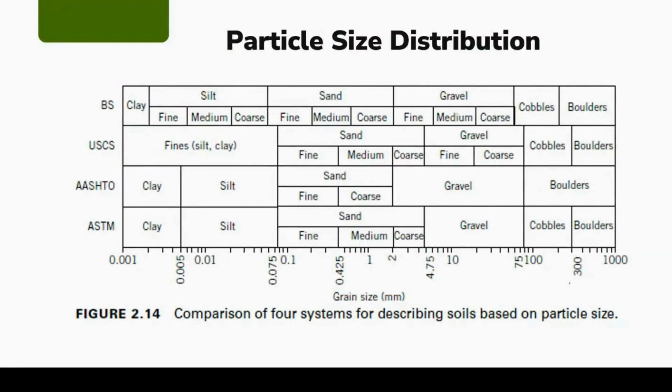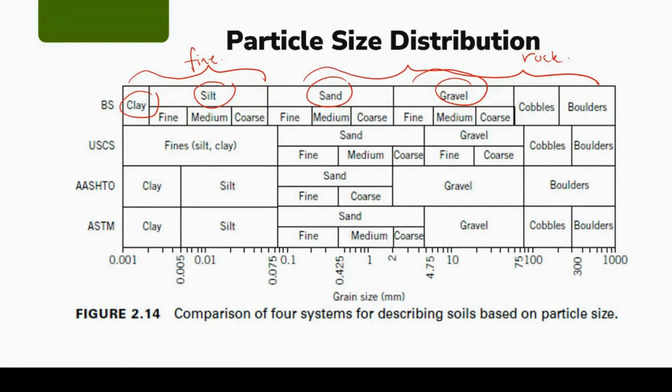Before this I already showed the standards that we normally use. This is a comparison between four systems of standard to describe the particle size of soil. We have silt, sand, gravel and clay. This one is stone, the category can be rock actually. For clay and silt, this is our fine grain. For sand and gravel, we consider it as coarse grain.